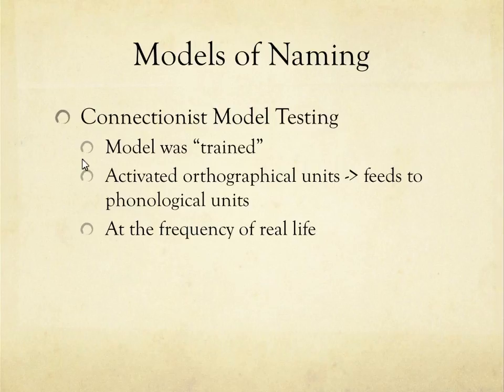So the way they did this is they trained the model like children. They would activate those orthographic units, here's the way it looks, and have that feed into here's the way it sounds. They did that in a way that children would learn the frequency and the age of acquisition rules, so they wouldn't give people irregular or infrequent words more often than frequent words. So we train them like you would real people.